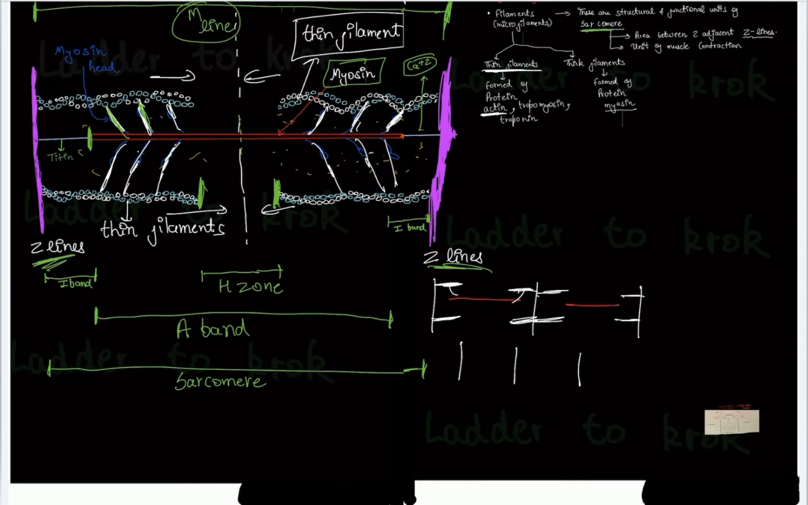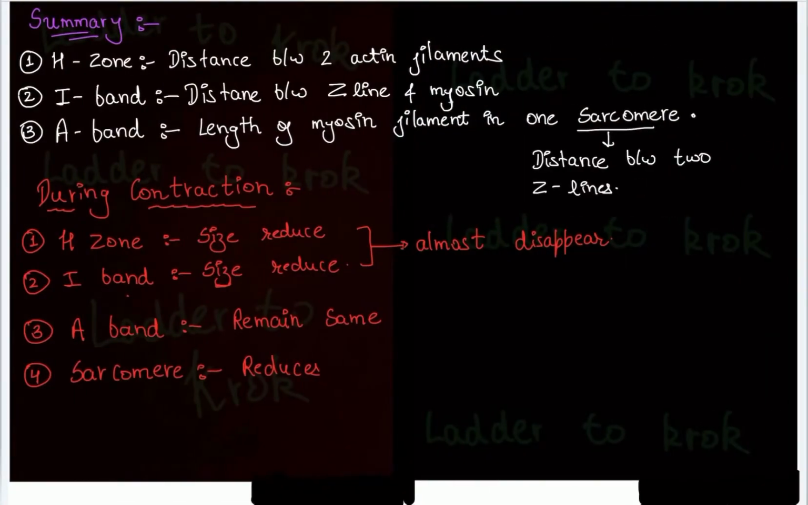During muscle contraction, if someone asks you what will happen, when the muscle contracts, these two Z lines will come close to each other. You can write this as a summary. You can pause the video and write these things also, but before pausing, understand this.